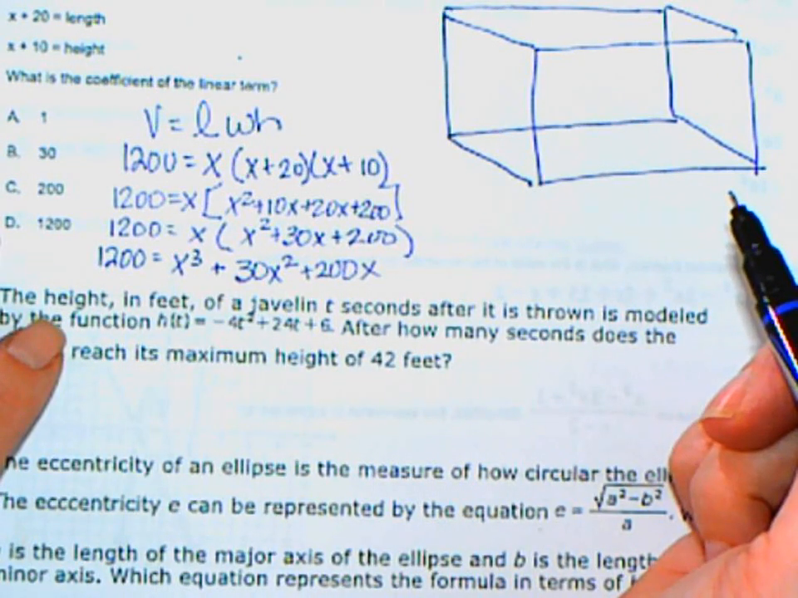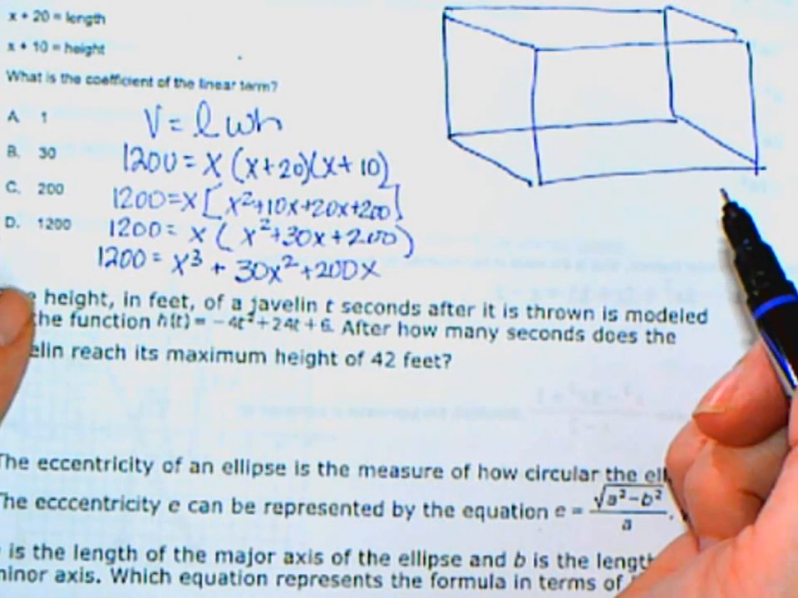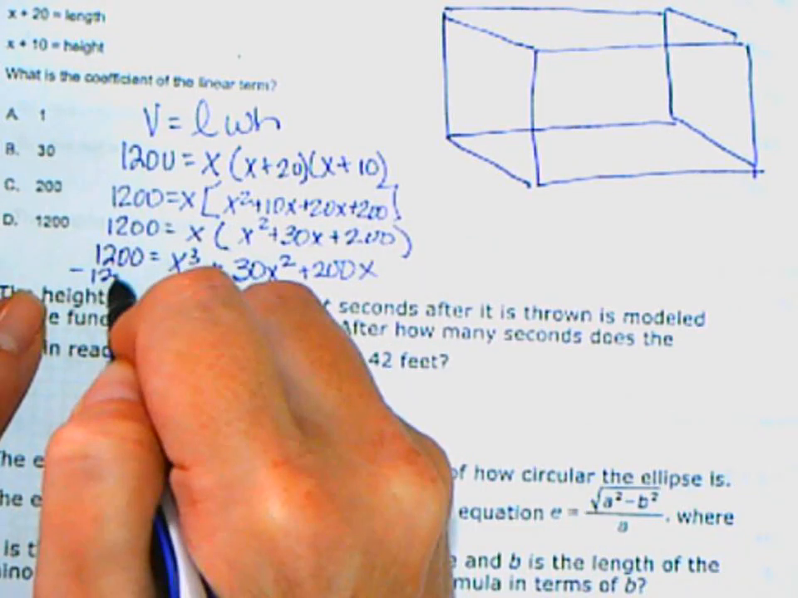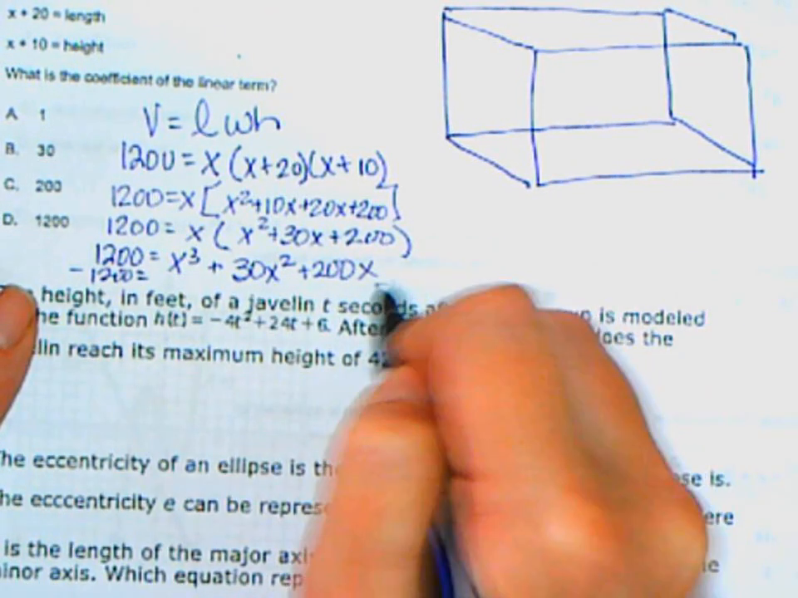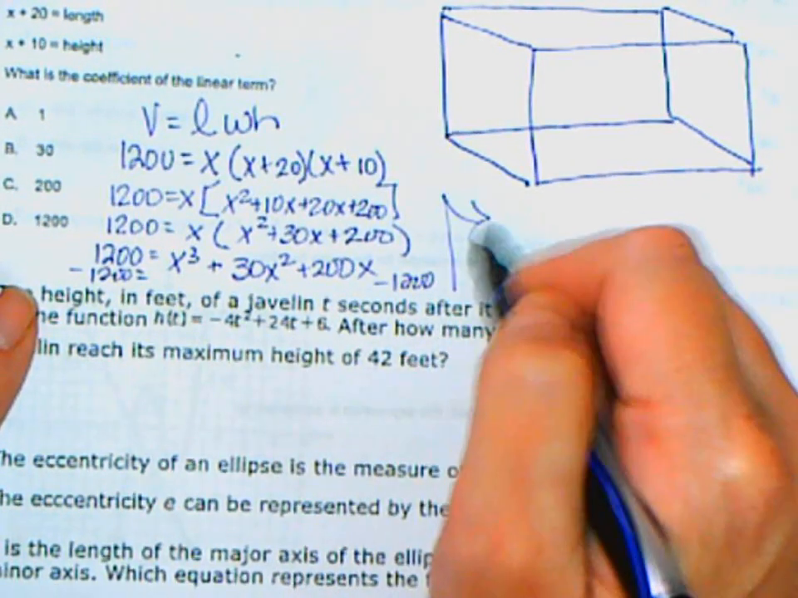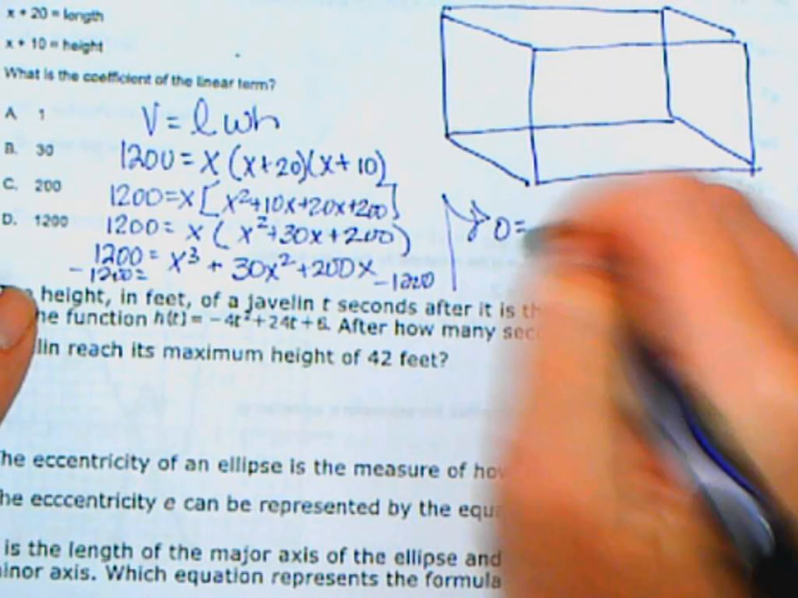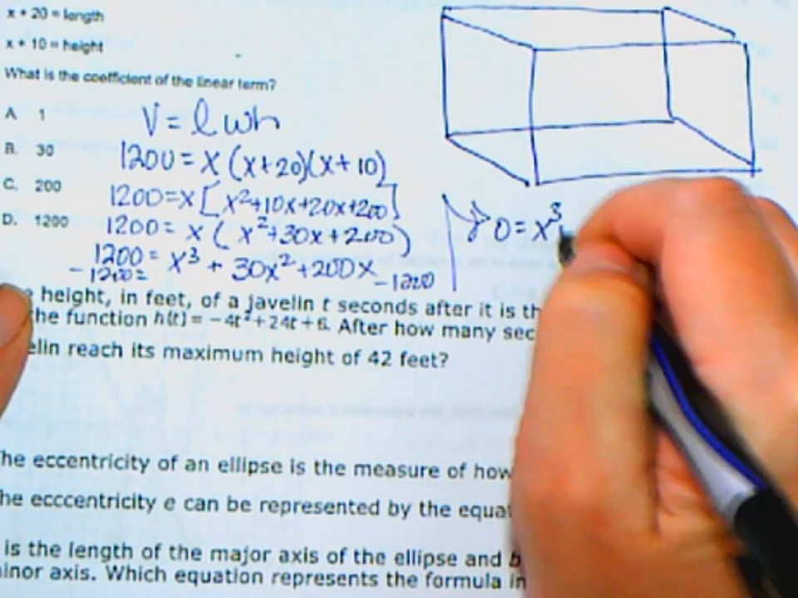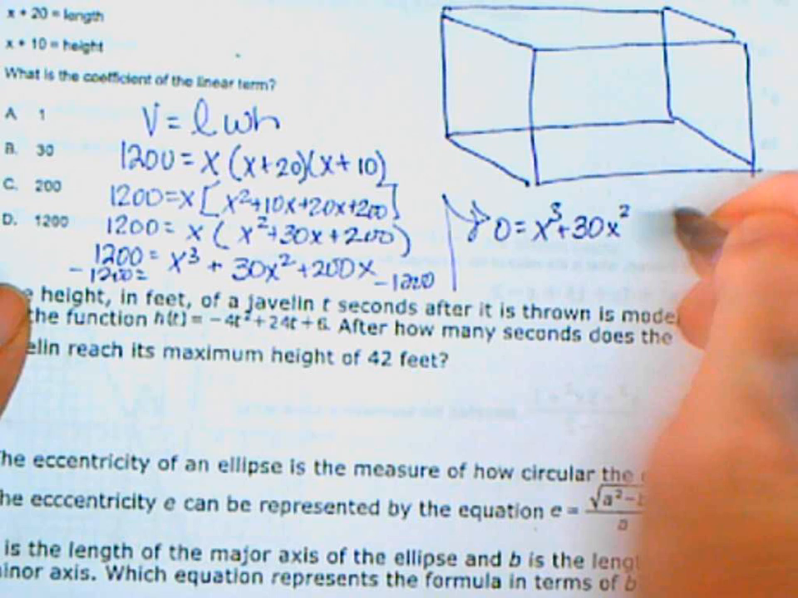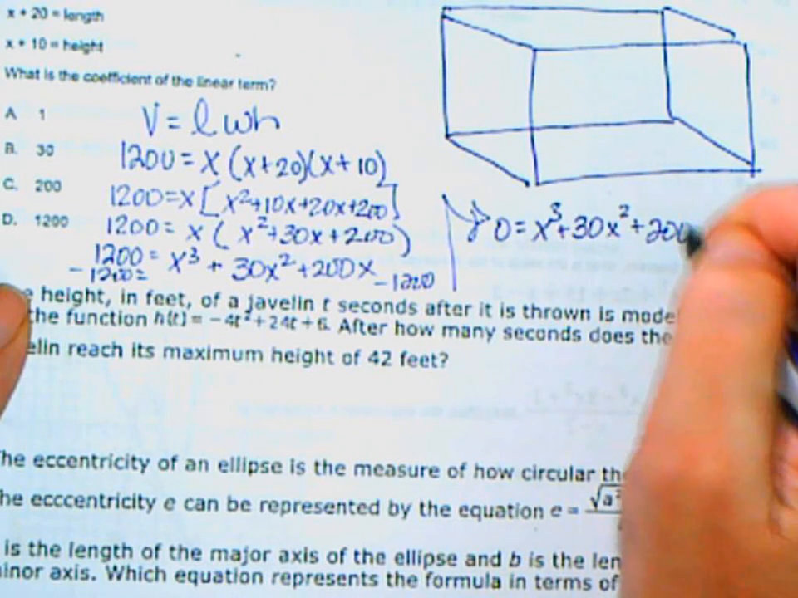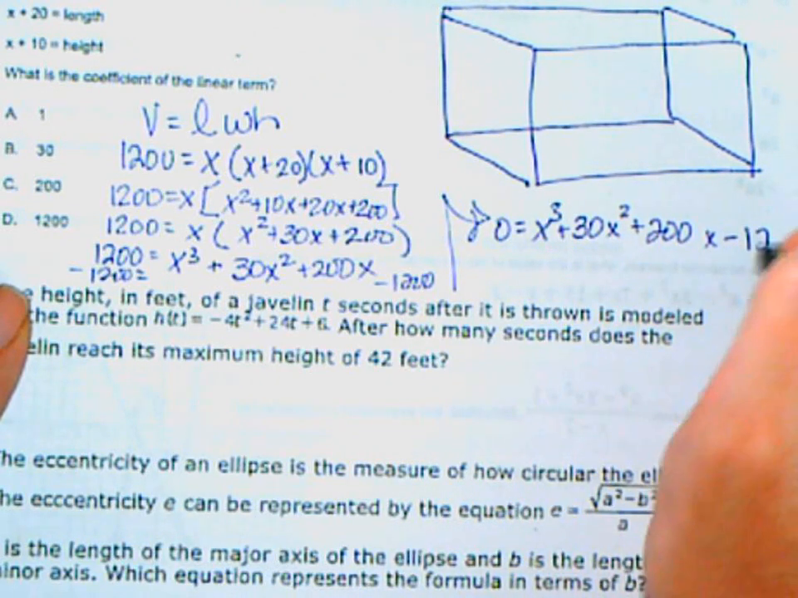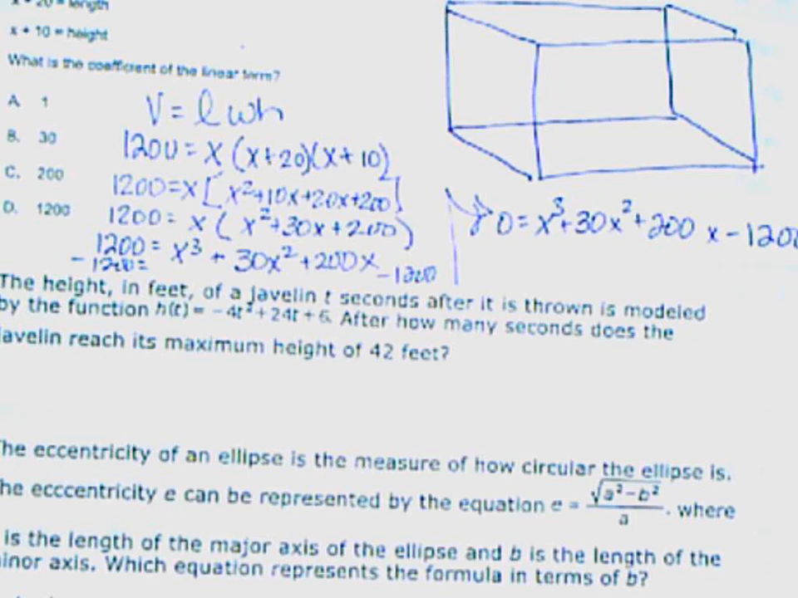And then to find the equation for the box, I need to make sure it's set equal to 0. So I'm going to move that 1,200 over to the other side, which doesn't have any like terms. So 0 equals x cubed plus 30x squared plus 200x minus 1,200.